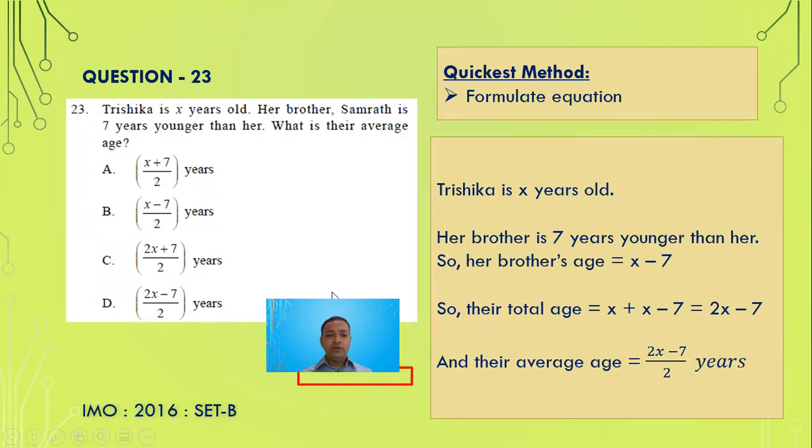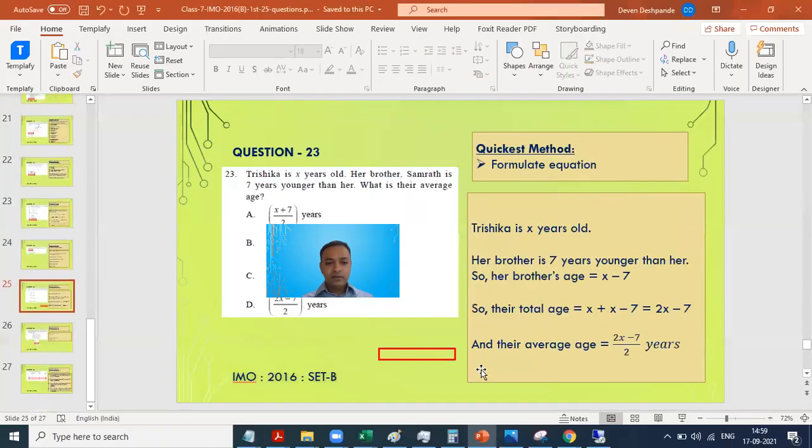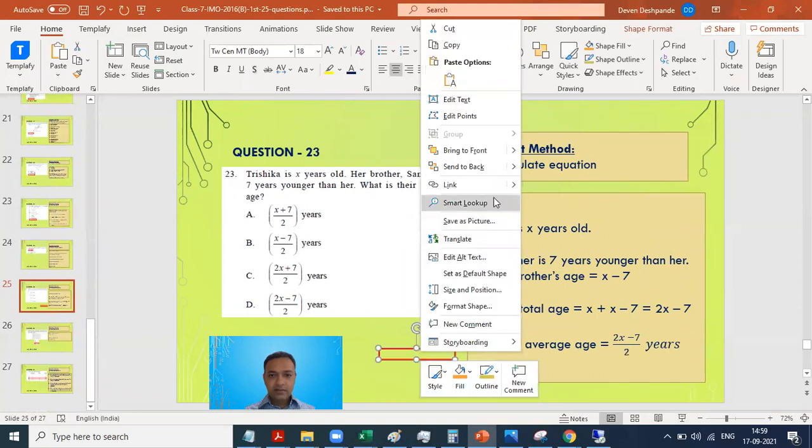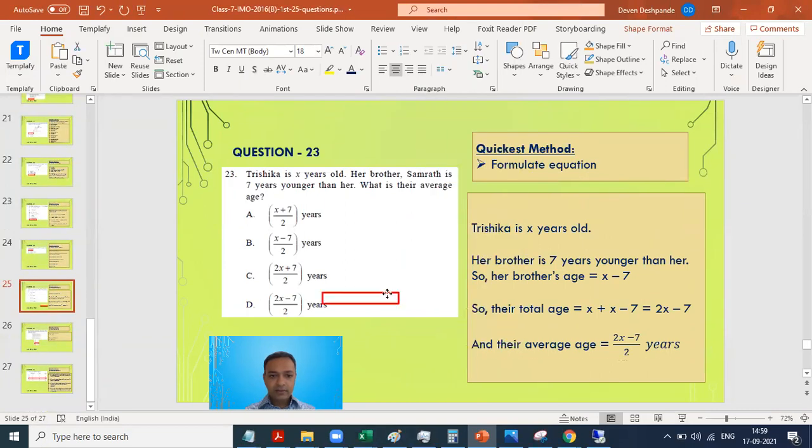Trishika is X years old. Okay, sorry, I missed marking the answer here. So the correct answer is 2x minus 7 upon 2.